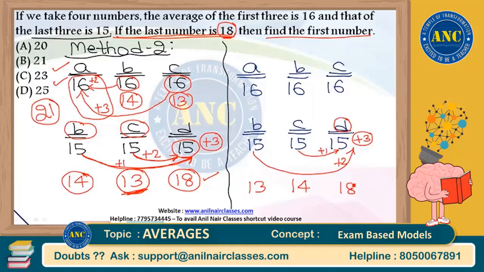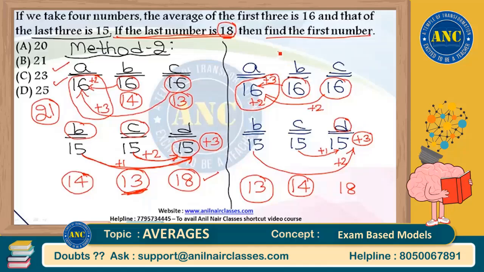And D will totally become 15 plus 3, it is 18. Now B is 13, but here B is 16. Make it as 13 by giving 3 units to A. C is 14, but here C is 16. Make it as 14 by giving 2 units to A. So the answer for this question is A value is 16 plus 3 plus 2, which happens again to be 21.